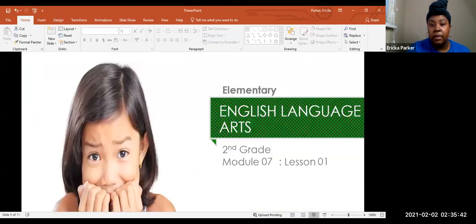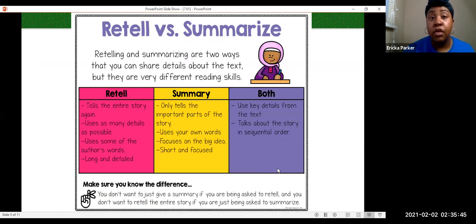Okay. All right. So retelling and summarizing. Retelling and summarizing are 2 ways that you can share details about the text, but they are very different reading skills. So one that we want to focus on in this module would be the retell. Okay? Retell a story. I want you to think about when you tell your friend about what happened at recess or on the playground.